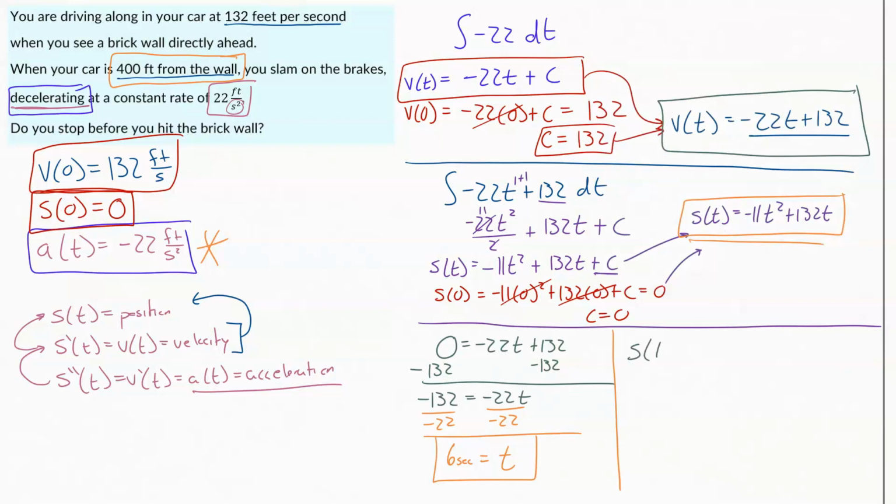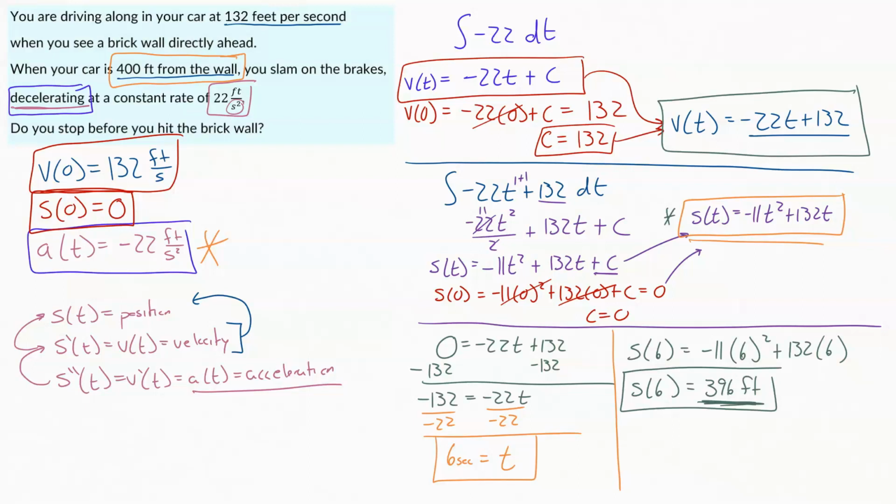So we would do S of 6 equals, plugging everybody into this position equation, negative 11 times 6 squared plus 132 times 6. And now we will plug that into our calculator, and we would get out of there 396 feet. So we were able to stop our car at 396 feet, which was 4 feet short of the wall that was in front of us. So we stopped safely in this scenario.